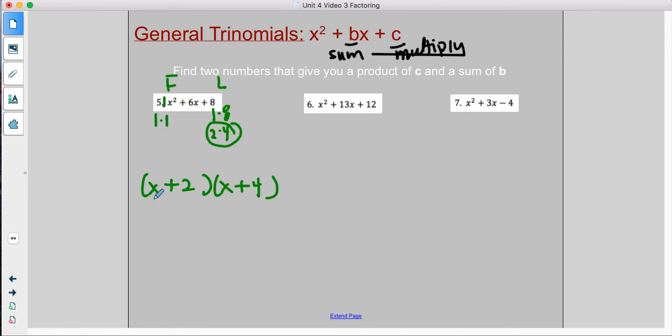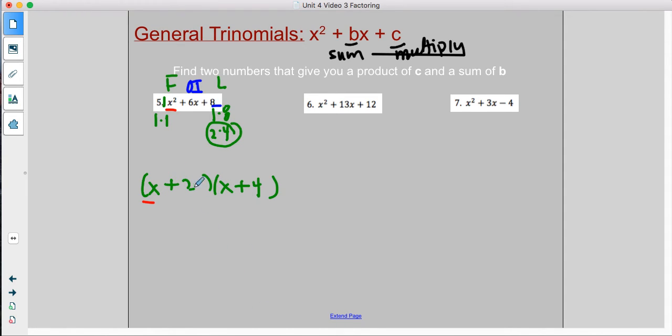One way to check. My first two, x times x gives me x squared. We're good there. My last two, 2 times 4 gives me 8. Now I have to check my inner and outer. My inner would give you 2x when you multiply, and my outer would give me 4x. 2x plus 4x is 6x, so it works out. Okay? When it's a general trinomial, it's not as important to always check, but when you have a number in front of your x squared, it will be important.